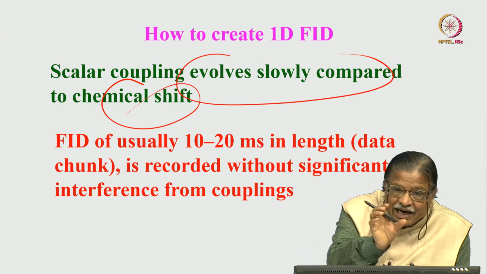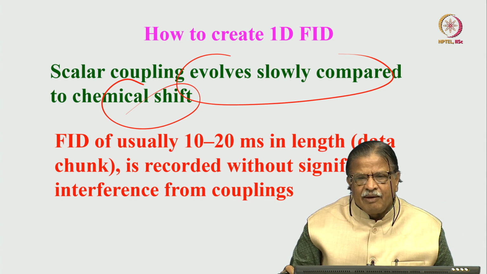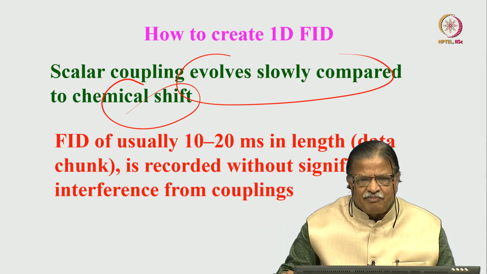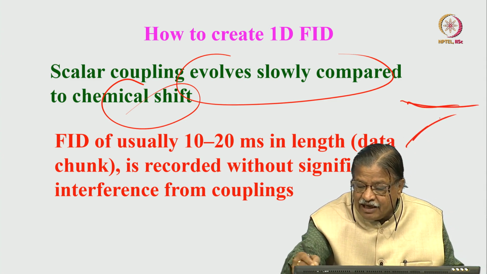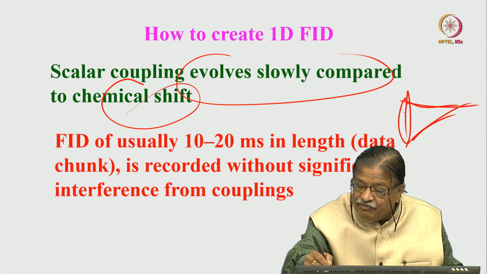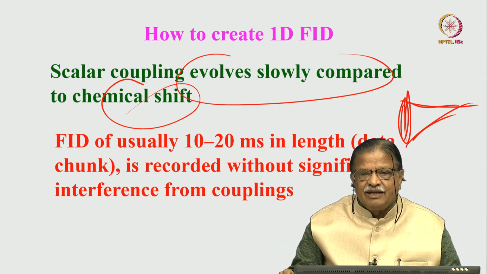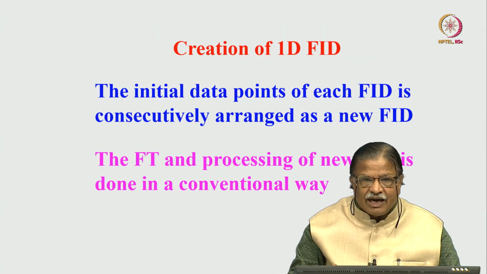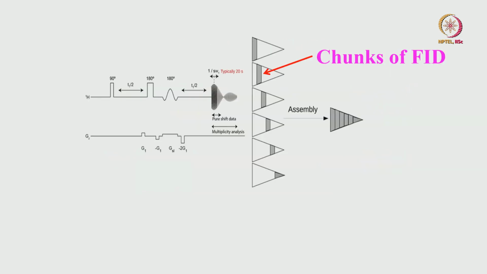As a consequence, we collect the initial portion of the free induction decay, for a short time before J coupling starts coming into the picture. If you collect only the initial portion of the FID, you have only chemical shift information. J coupling takes some time to evolve. In the beginning portion of the FID, chemical shift would have evolved. Collect only this much, then there won't be any interference from the J coupling. So, this is the important idea. How do you create the FID? Initial points of each FID are taken and arranged as a new FID consecutively, and then you do the Fourier transformation. The new FID is Fourier transformed, and this is how it is done.